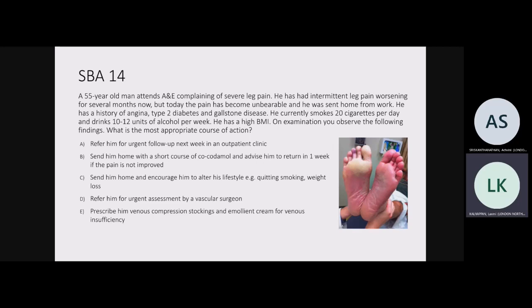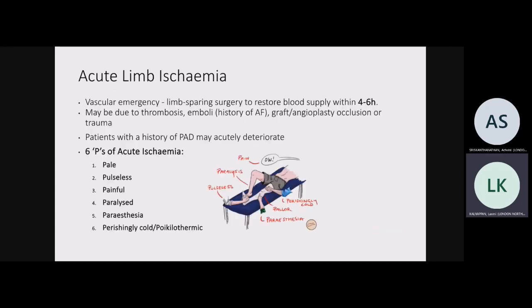So you can see on his right foot, there's a patch of white pale skin. Management for this patient would be to refer him for urgent assessment by a vascular surgeon. This is essentially a sign of acute limb ischemia. I'm not going to go through all of this again because we've covered the 6 Ps. But yes, this is a vascular emergency, hence we'll need to get them referred to vascular surgeons, where they may need surgery to restore the blood supply within 4 to 6 hours. So remember, that's the timescale that this needs to be considered in for these patients.